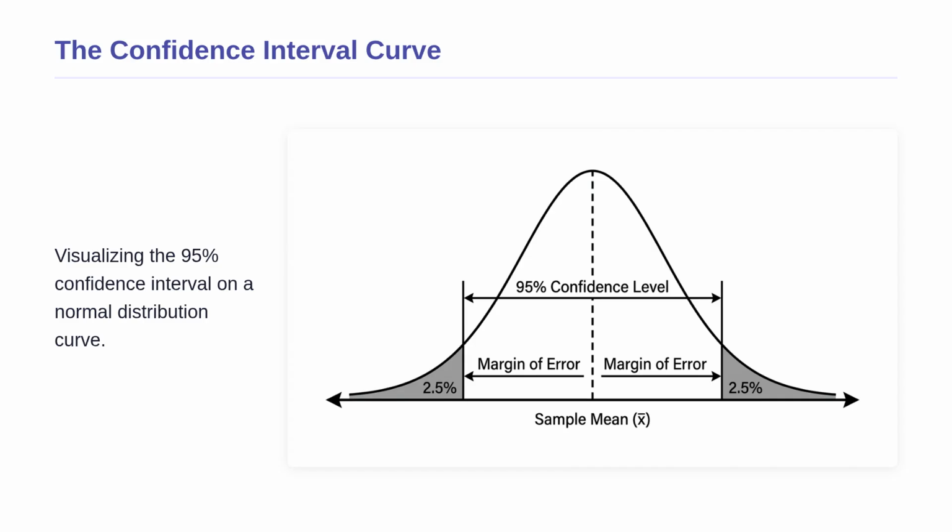The shaded tails on the far left and far right represent the remaining 5% of probability, split into 2.5% on each side. This diagram beautifully shows how the confidence interval acts as a mathematical net centered on our sample, designed to catch the true population parameter.